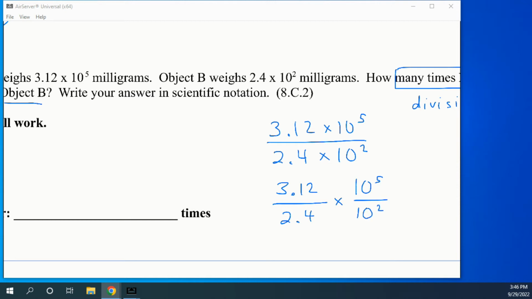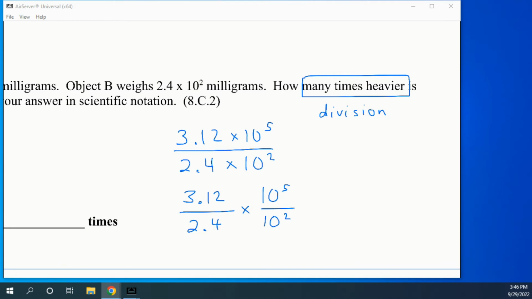So this is what I mean. We can divide the factors of the 3.12. So 3.12 divided by 2.4, that gets me 1.3. And then remember, when we are dividing powers with the same bases, just subtract their exponents. So this would be 10 to the 3rd power. 5 minus 2 is 3.